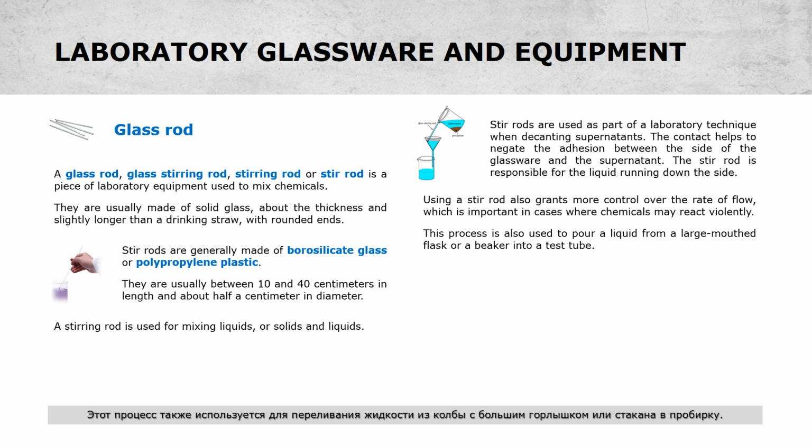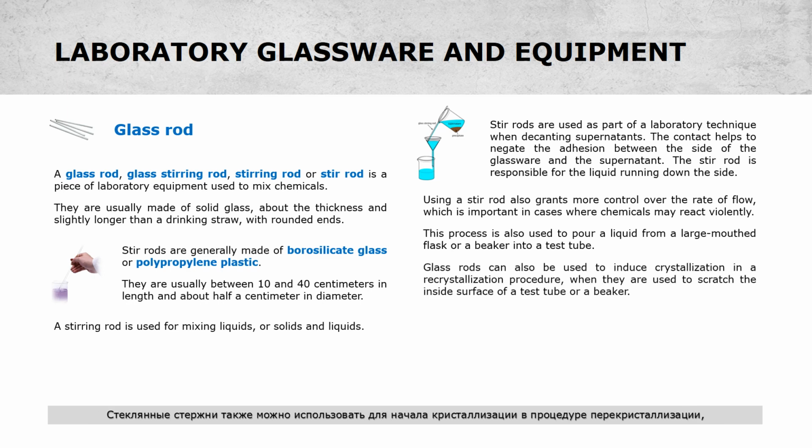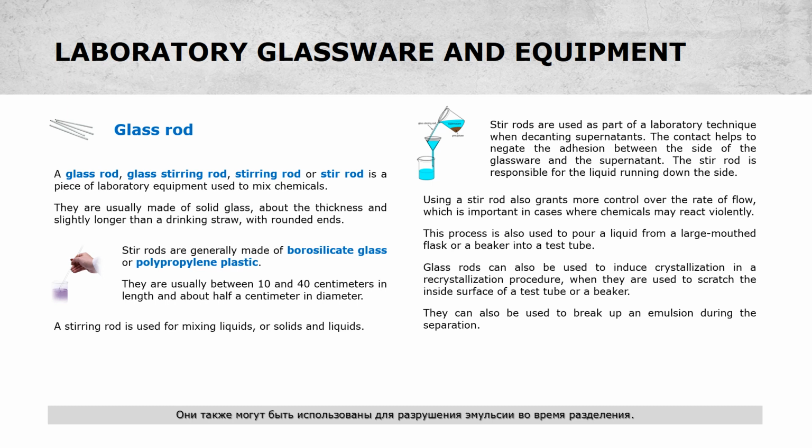This process is also used to pour a liquid from a large-mouthed flask or a beaker into a test tube. Glass rods can also be used to induce crystallization in a recrystallization procedure, when they are used to scratch the inside surface of a test tube or a beaker. They can also be used to break up an emulsion during the separation.